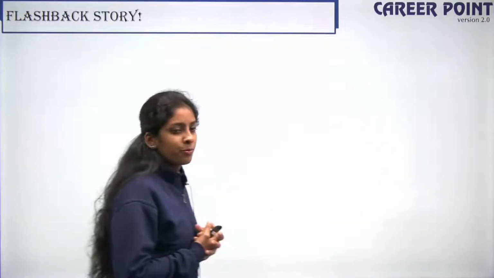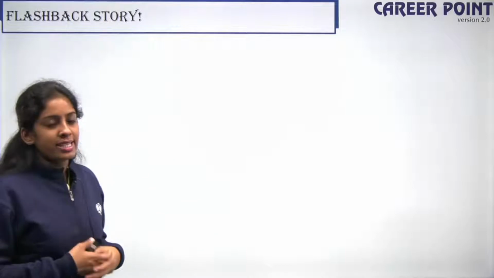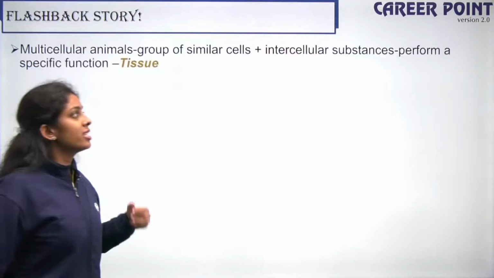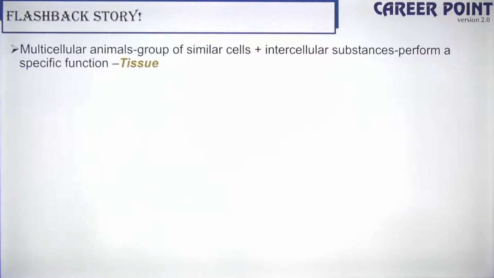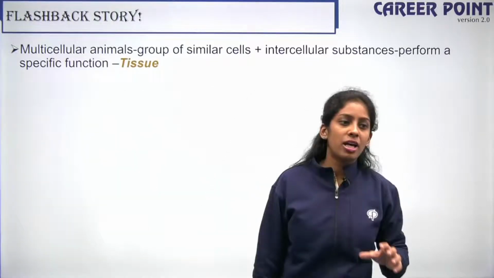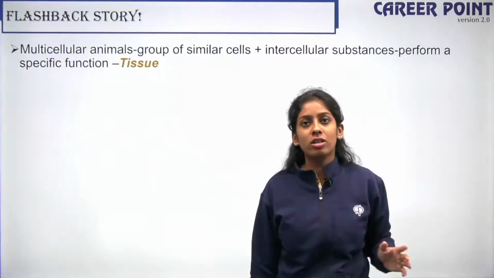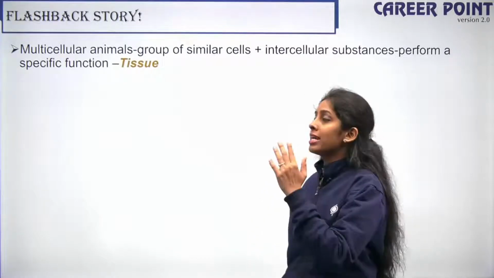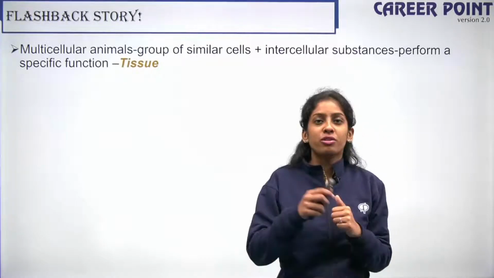Yes. Okay. So we are still in the flashback story of why we are studying animal tissues. Once again, multicellular animals form a group of cells with intercellular substances. They perform a specific function, and that is called a tissue. Like we were talking about unicellular and multicellular organisms: a unicellular organism is where a single cell performs all the basic functions of life, and in a multicellular organism, you have different types of cells, each one of them coordinating to make the function useful.